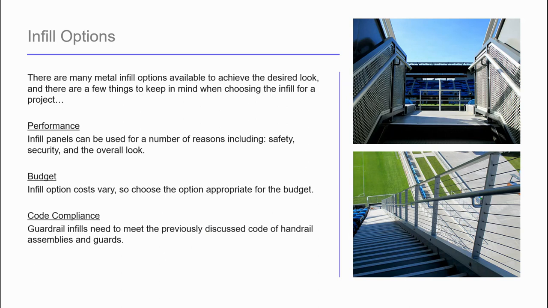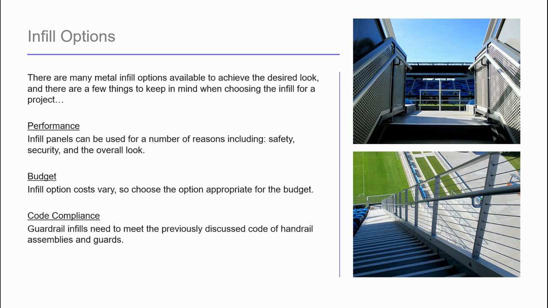So let's talk about infill options. What is infill? Infill is the material between the top of the railing, the top bar or the handrail, and the bottom of the substrate of the building. There's 3 main types that we use. We use mesh, pickets, and then we use glass, as we talked about before, and also cable. So really the metal options are cable, mesh, and picket.